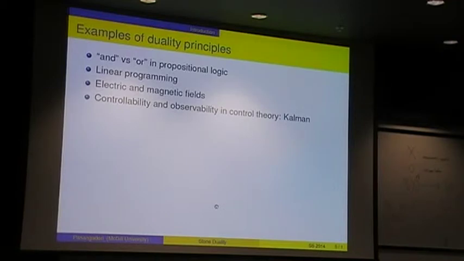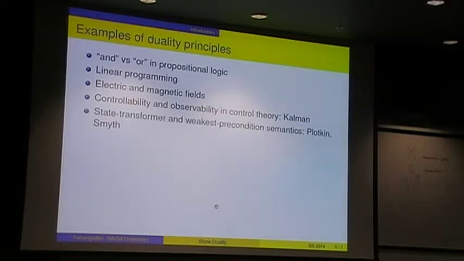In the late 50s and early 60s, there was a kind of duality imported from linear algebra to control theory, which is the duality between controllability of a system and observability of a system. And this is associated with the name of Kalman. And in fact, this Kalman work on automata theory that I'm not talking about.